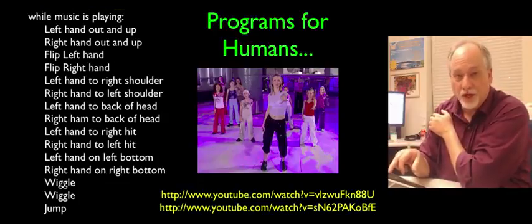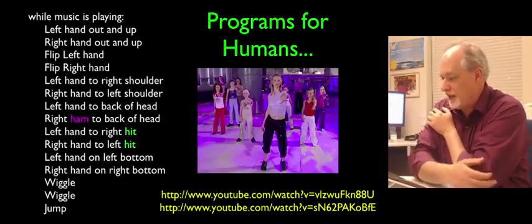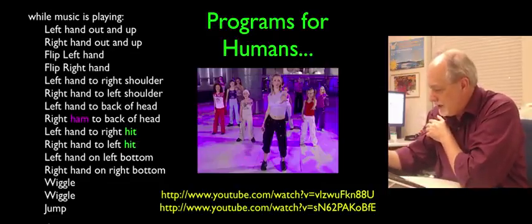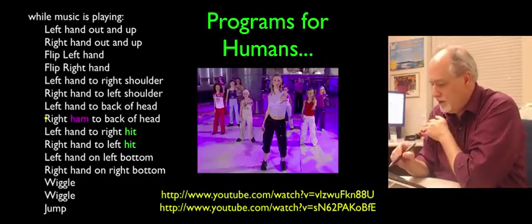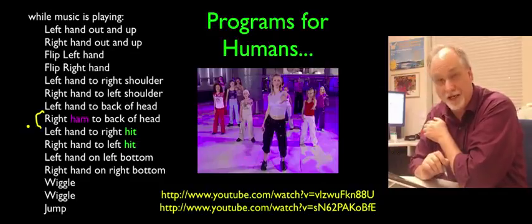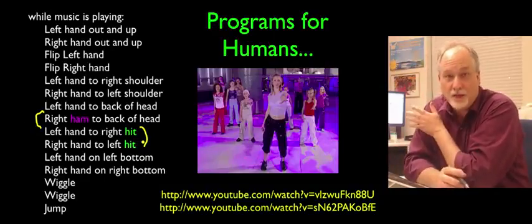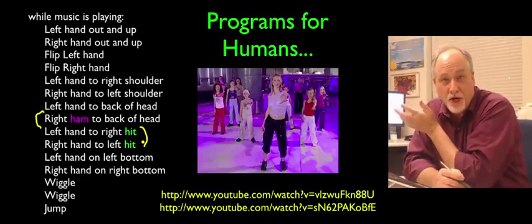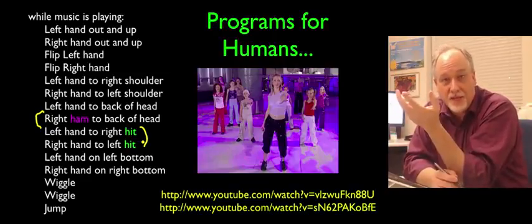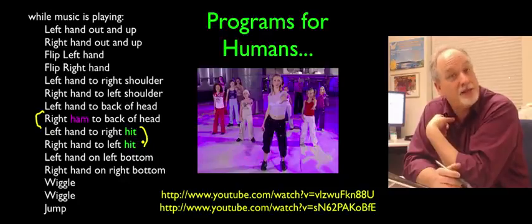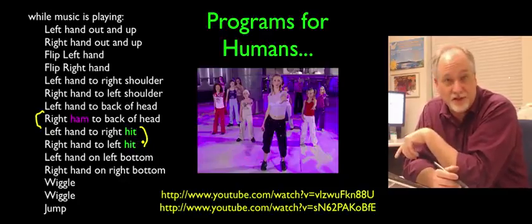Okay, so here are the places that have the mistake, right? The mistake is right hand to the back of the head and left hand to right hit, not hip. Now, if you're in a bar and you take a ham and you hit somebody in the back of the head, that's not very nice when you're dancing to this song.